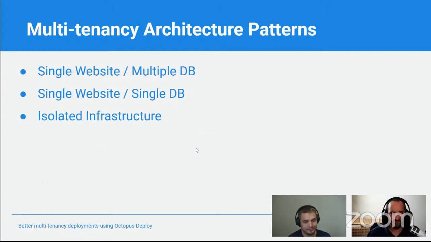Absolutely. Thanks for that, Adam. As you said, multi-tenancy architecture patterns, that's a bit of a tongue twister. So what we're going to do is talk about three of the more commonly used architecture patterns to be deployed in Octopus. So the first one is single website and multiple database. Then we're going to talk about single website with a single database. And then lastly, we're going to talk about isolated infrastructure.